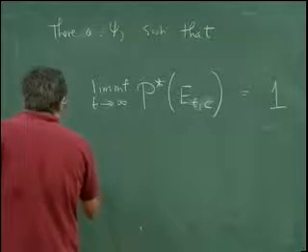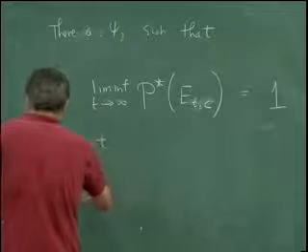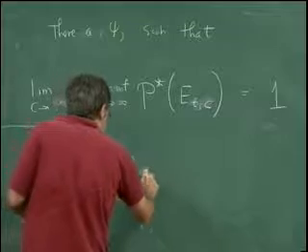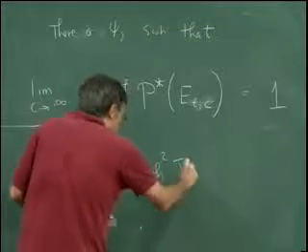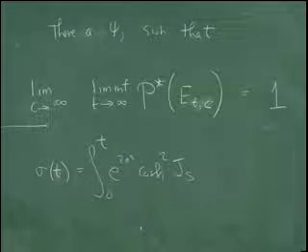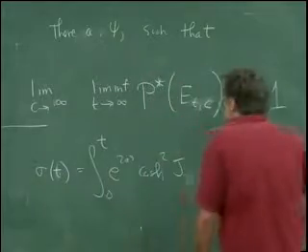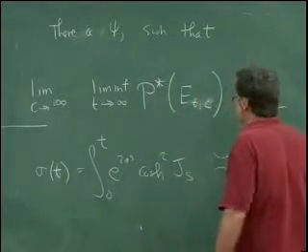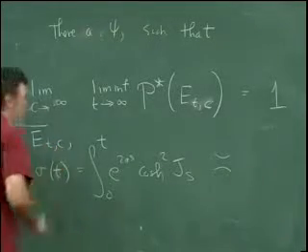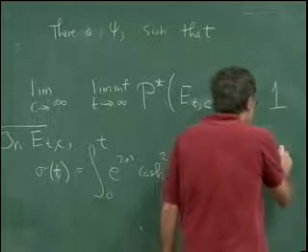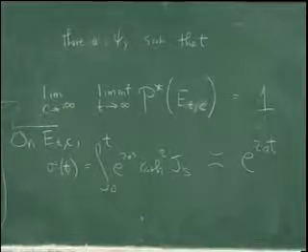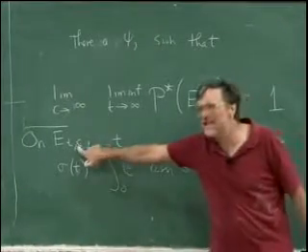here's the important fact. I'll remind you, sigma of t is the integral from 0 to t of e to the 2as cosh squared js. Without being precise, on the event E, this looks like e to the 2at, up to constants. This constant does depend on this constant c here.